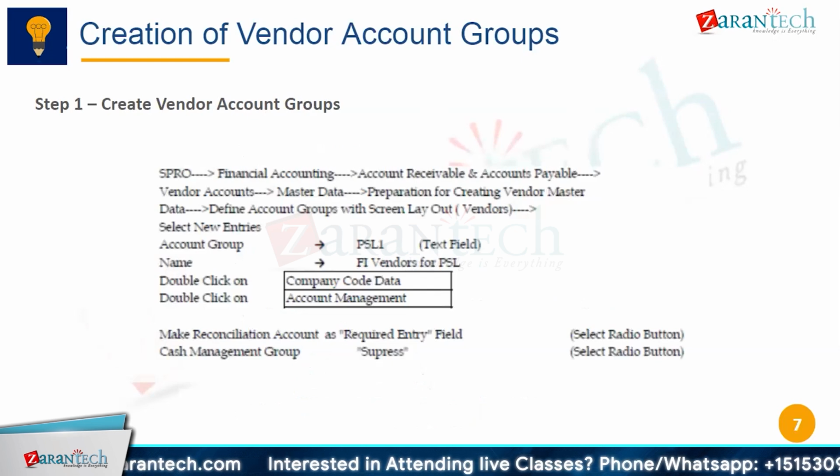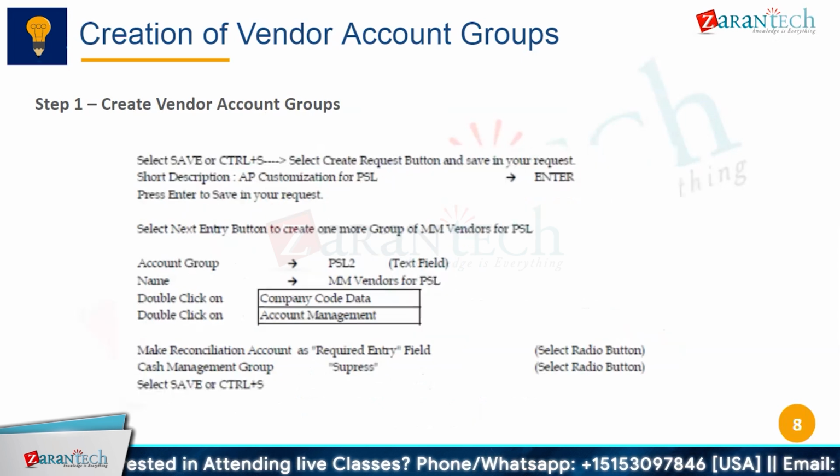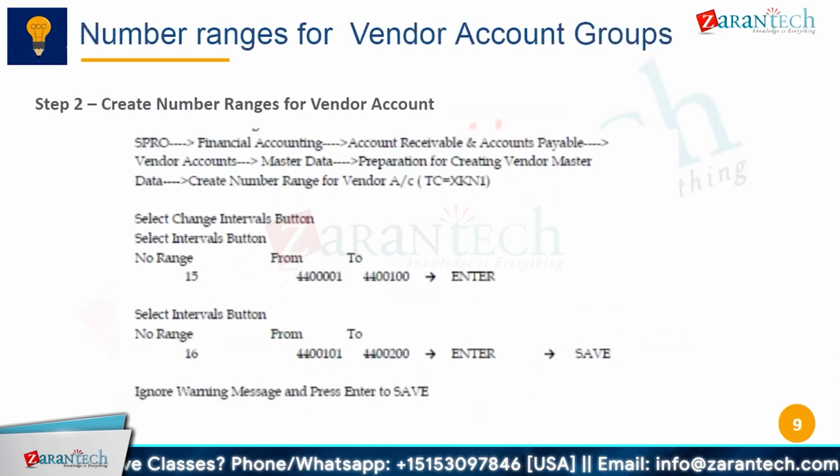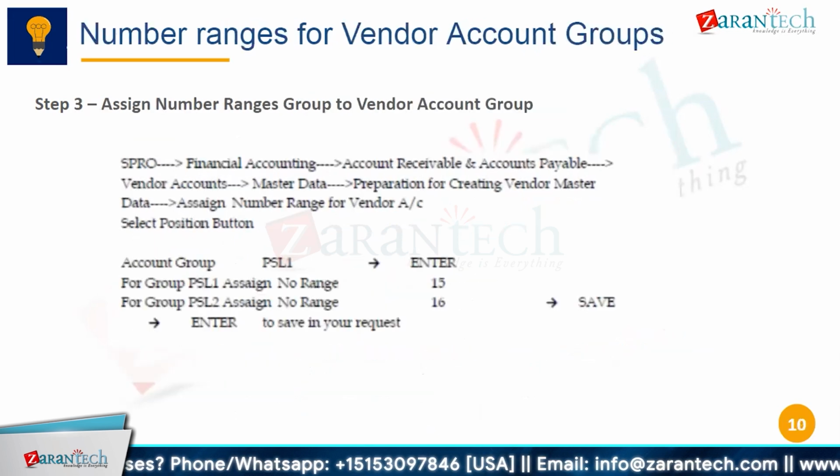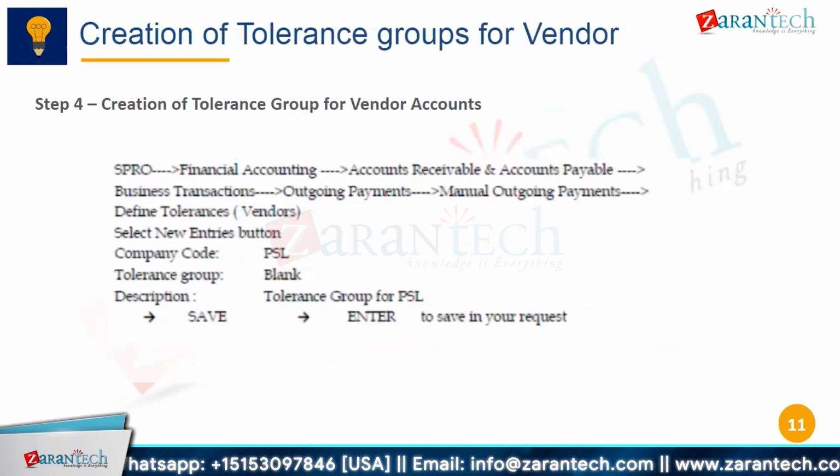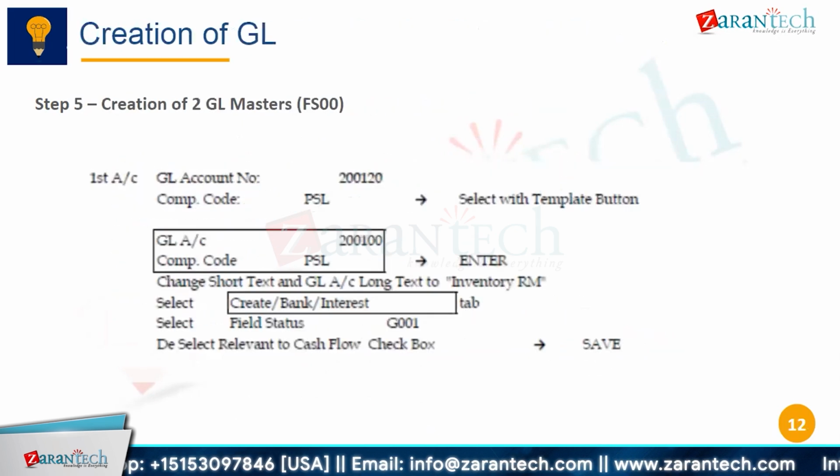So step one, create vendor account groups. This takes you through the creation of a vendor account group, and how to create a number range would be next. Assign number ranges to vendor account groups. Create tolerance groups for vendors. They want us to create 2 GL accounts, FS00.